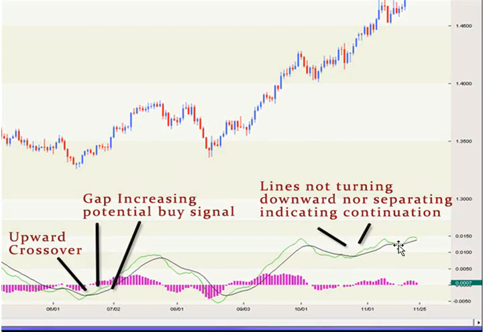Now when we see this type of situation, it means that there's really no favorable increase in momentum to the upside or the downside, and since we're already in an uptrend, this generally signals some sort of continuation. Maybe not total strength, but a continuation of the trend in the particular direction.